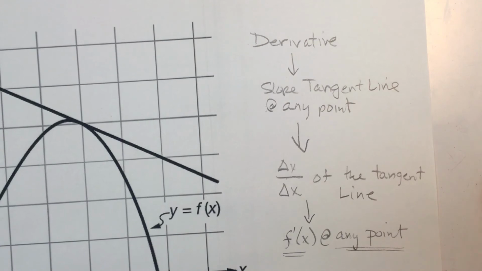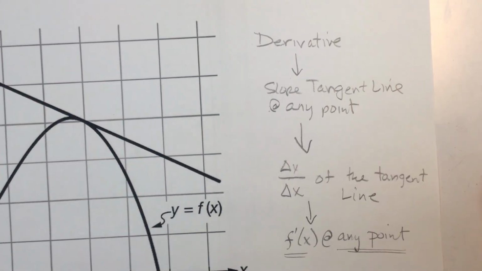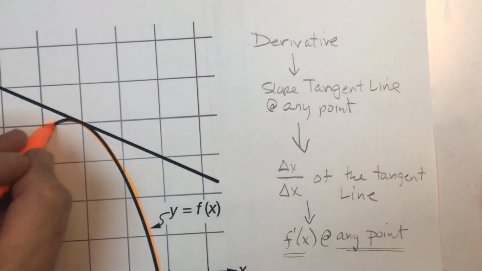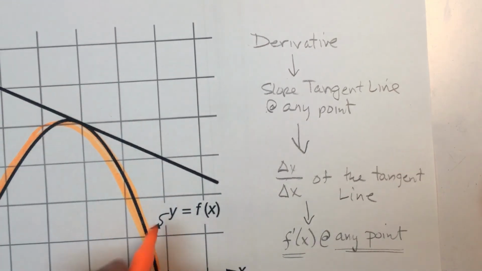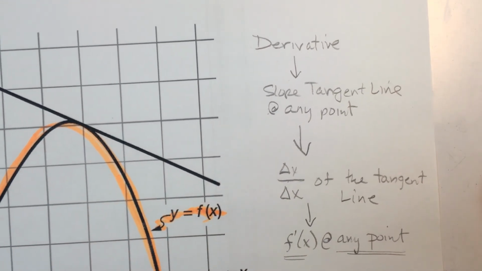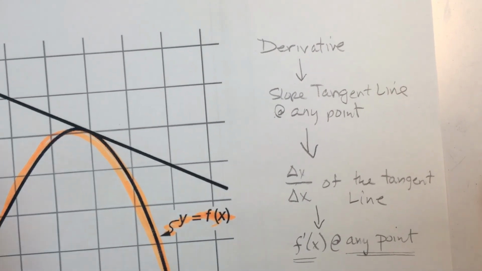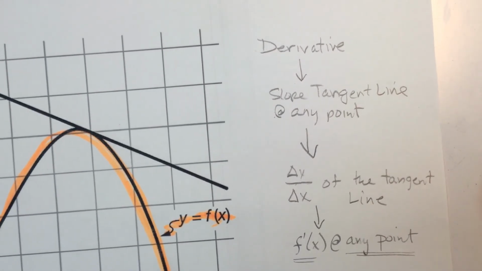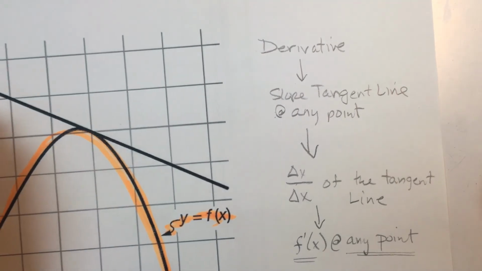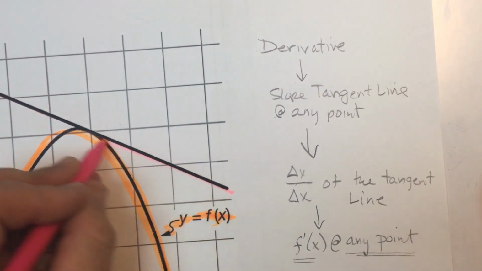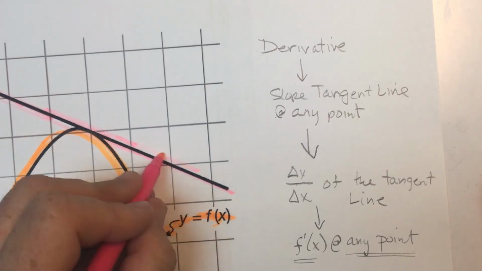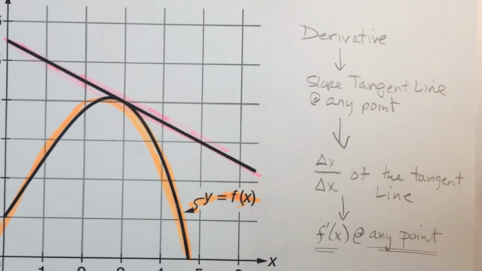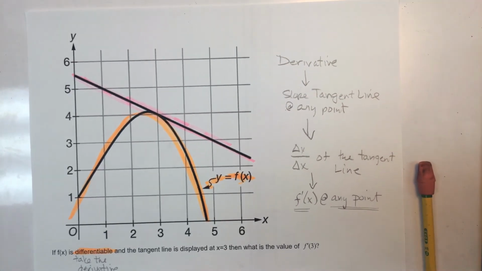So if we're looking at this, we know that this is f of x right here. That's f of x. They tell us that. Then they say the tangent line is displayed at x equals 3. So my other pen rolled off. If we take this pink line here, running out of pink. If we take that pink line right there, let me shrink this back down so we can see everything.